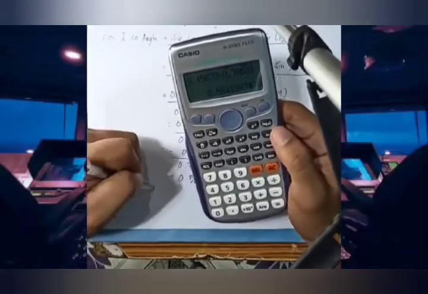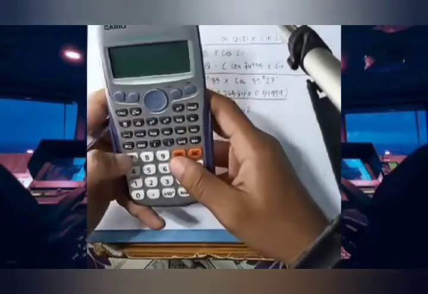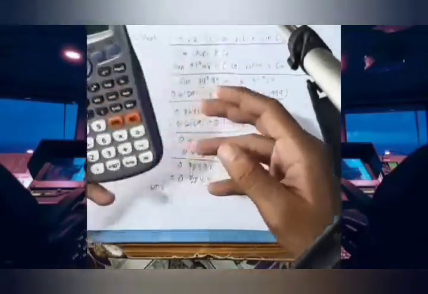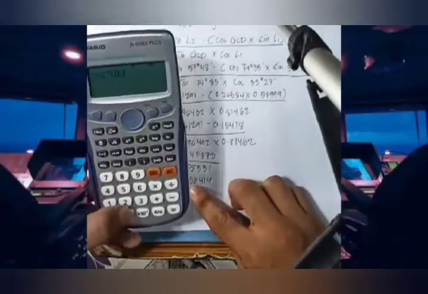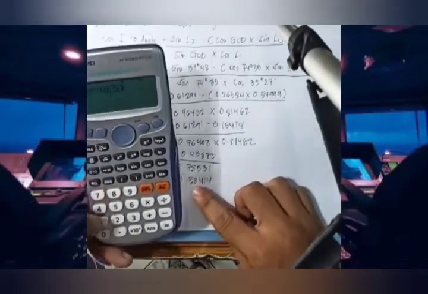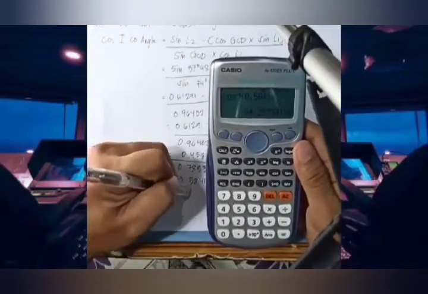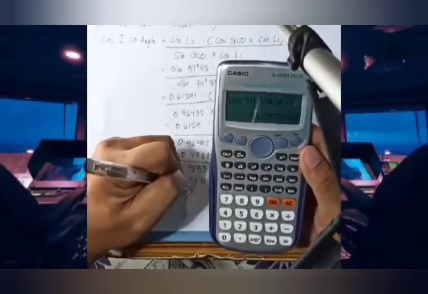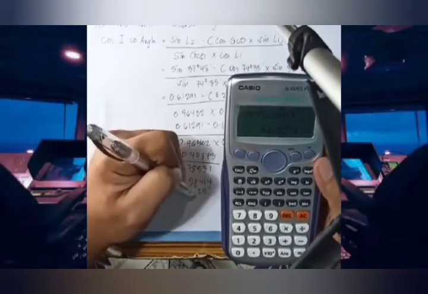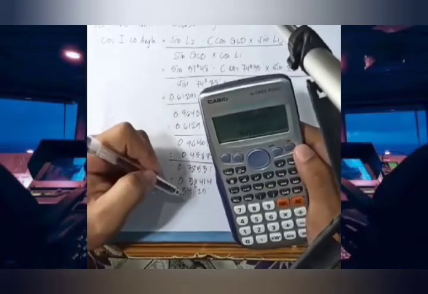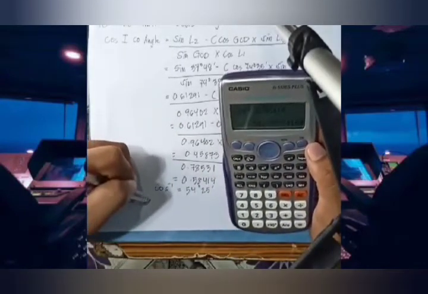So we need to shift cos in order to get the degrees. Cosine inverse of 0.58414, the answer will be 52 degrees and 35 minutes.